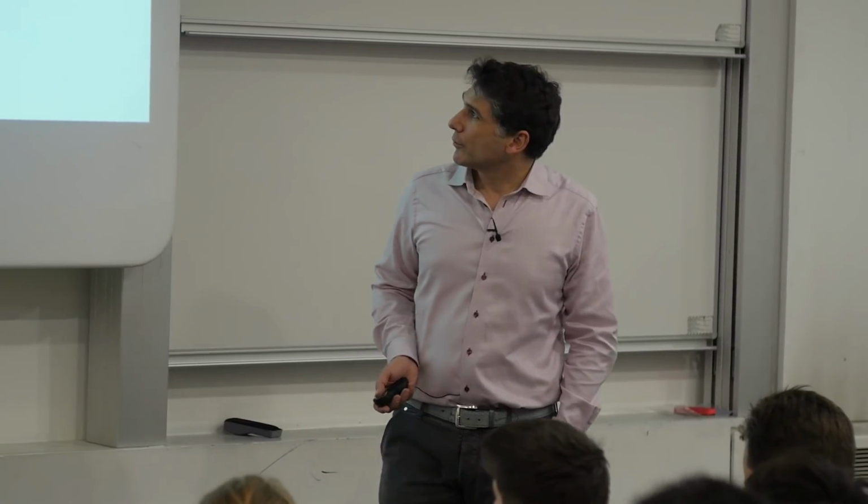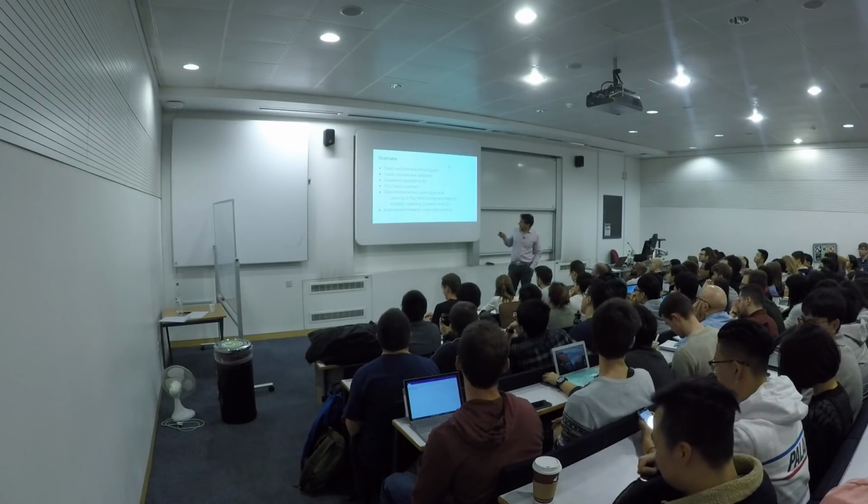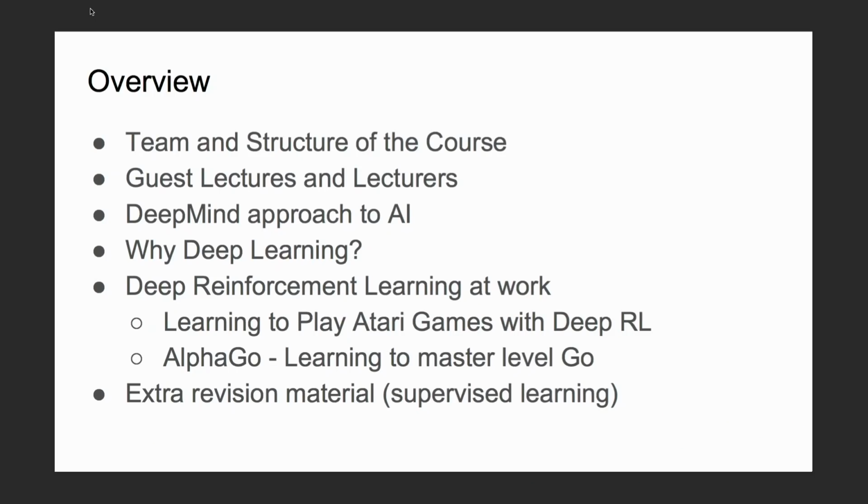Here's the overview of what I'm going to cover. We'll talk a little bit about the structure of the course and the team, the people who are offering the course. We have guest lectures given by some excellent guest lecturers, which you will get to know over the course of this module. I'll then talk about DeepMind's approach to AI. I would like you to know where we're coming from when we talk about these things, what we want to achieve, and why we think that the particular things covered in this module might help us get to artificial intelligence, or as we try to ambitiously call it, general artificial intelligence.